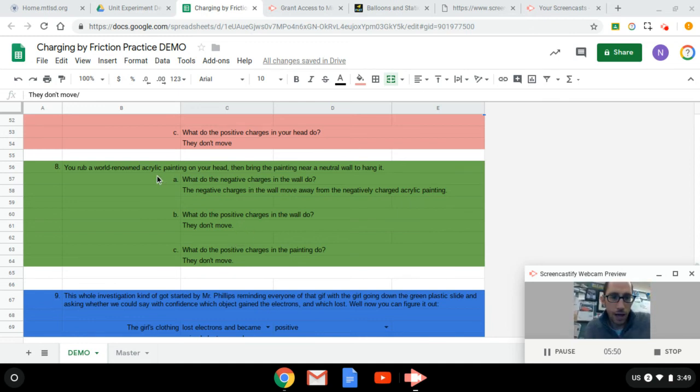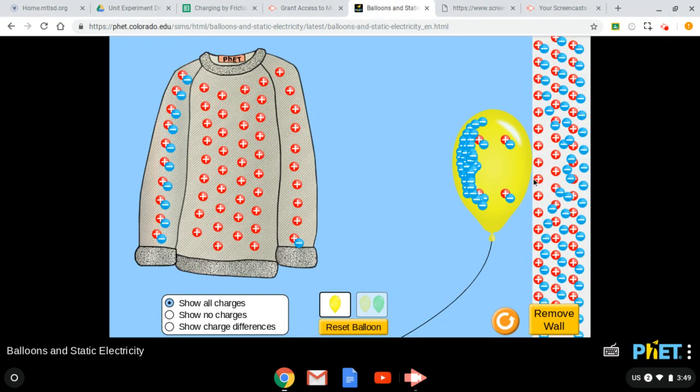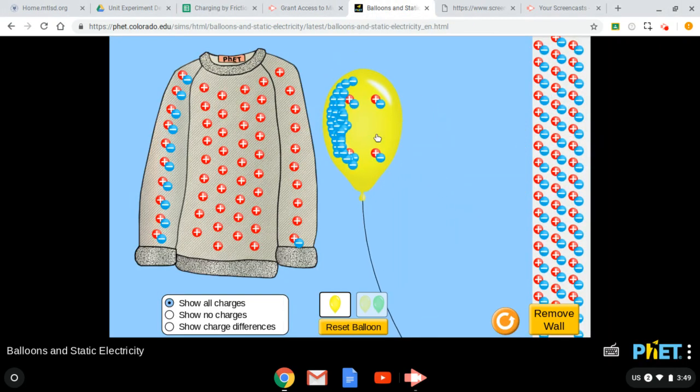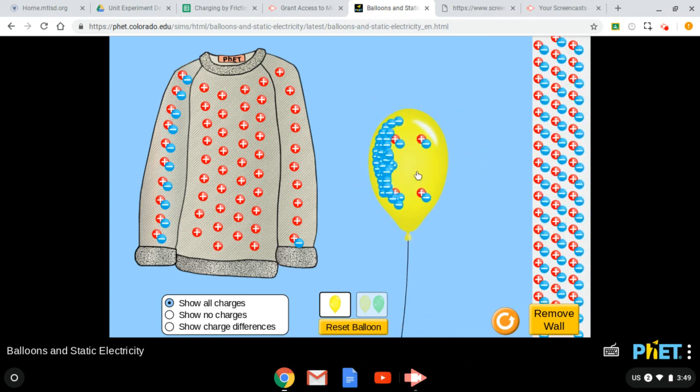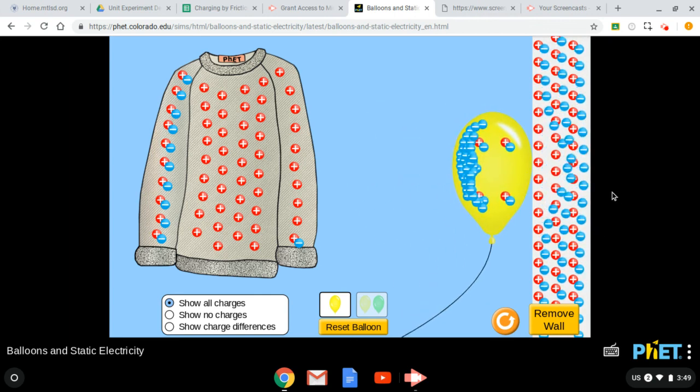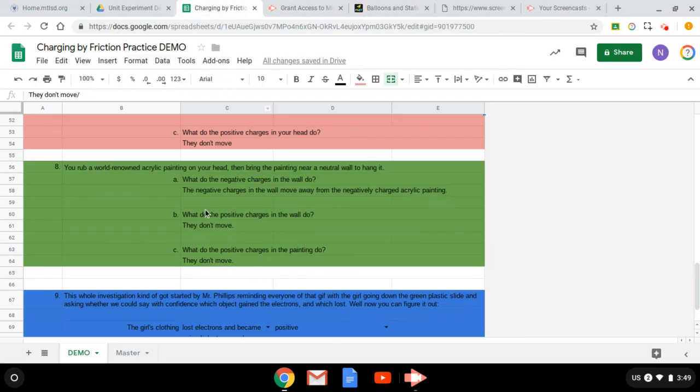However, if you bring a negatively charged acrylic painting toward a neutral wall, it would be just like this. So pretend this balloon is a negatively charged acrylic painting, because acrylic is rubber. You bring it near a neutral wall. What happens to the negative charges? They move away. What happens to the positives? They don't go anywhere. They stay still. Okay? So the negative charges move away. The positive charges don't move.